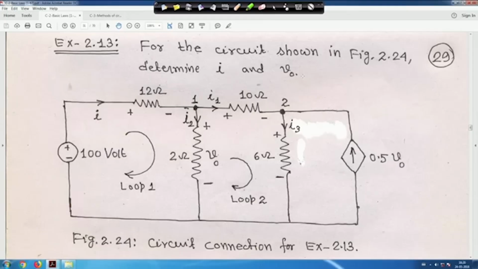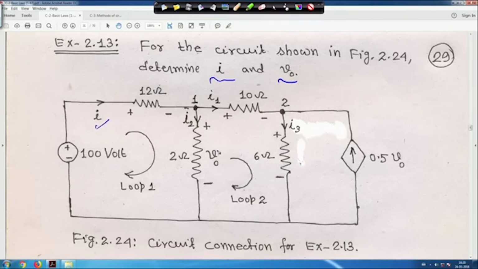Okay, so we'll come to some more problems. By looking at a variety of problems in circuits, your understanding will be much clearer. For this circuit, you have to find I and V0. This is your I.